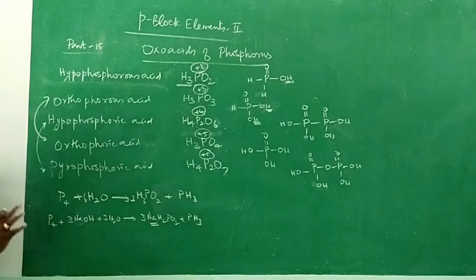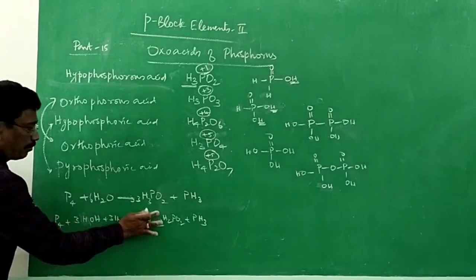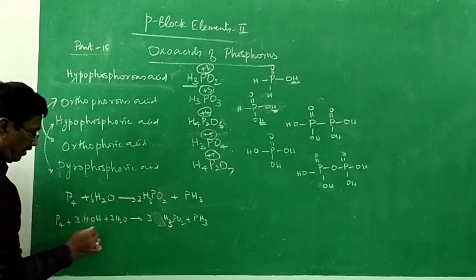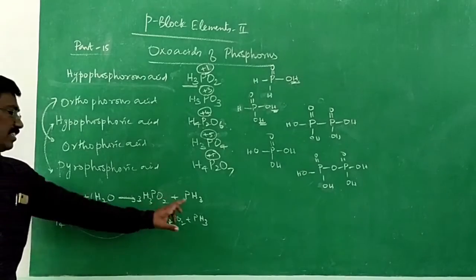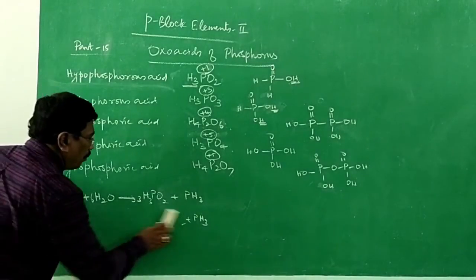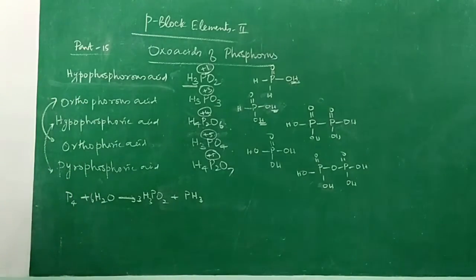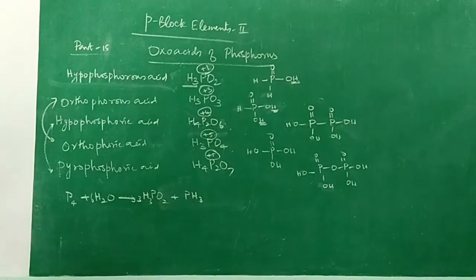This equation we have already seen. Now, sodium is replaced by hydrogen. P4 plus 6H2O gives hypophosphorus acid and phosphine. Alright? So that is about the preparation of hypophosphorus acid. Very simple method. You should remember that it is similar to the preparation of phosphine.